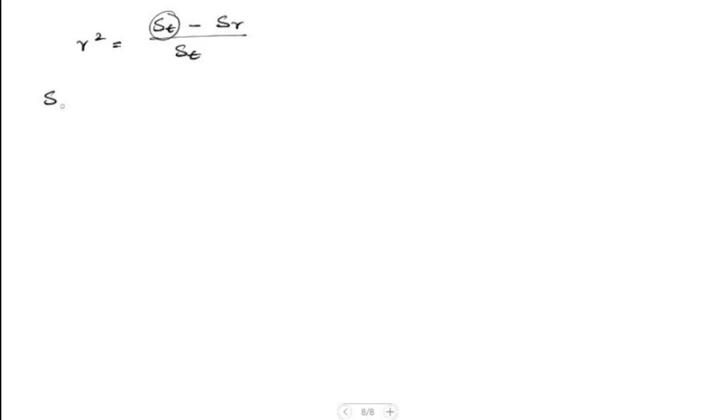The formula for S_t is the summation from i equals 1 until n. We have 3 data points, so n is 3, of the velocity minus the average velocity. So the velocity at each i minus the average velocity. Let us write all the velocities down at first.